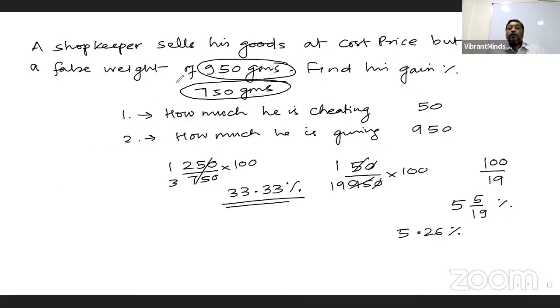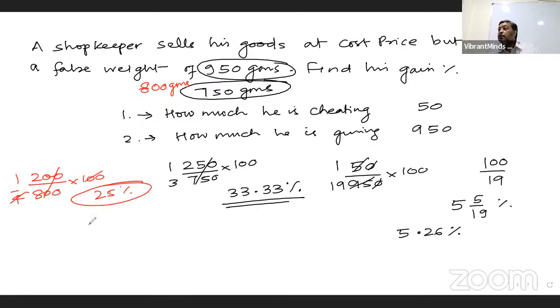You can again do, let's say instead of 1000 grams, he is giving 800 grams. So how much is he cheating? 200 grams, giving 800 grams, multiplied by 100. This is what? 1 by 4. This is 25% profit he is getting. I think it is simple. Is it clear?